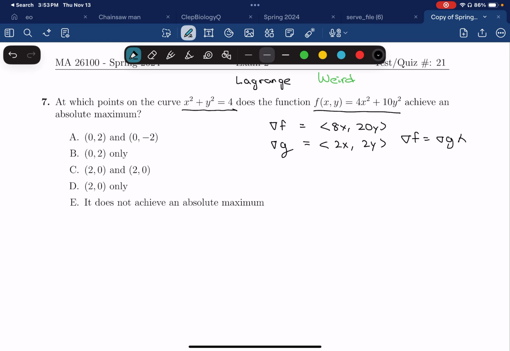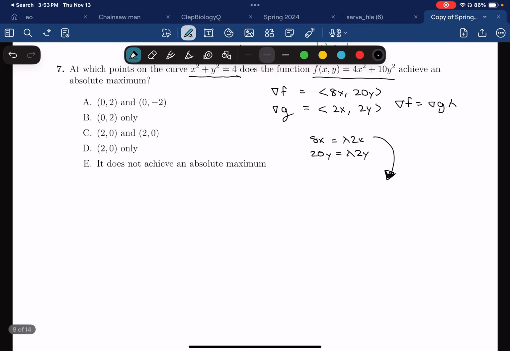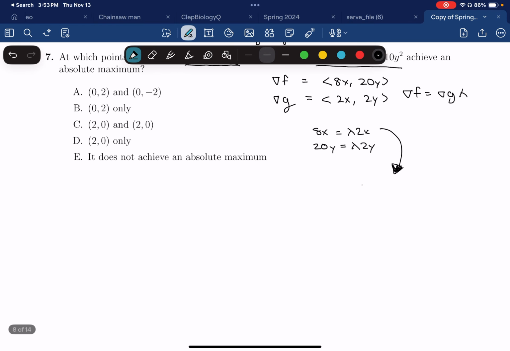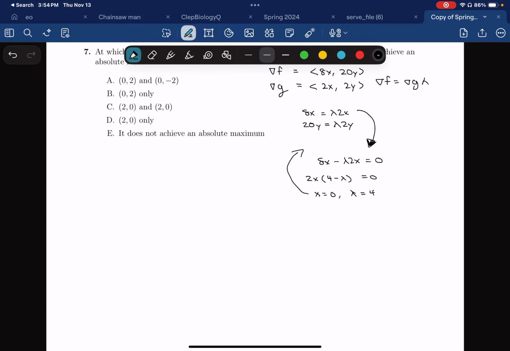So 8x is equal to lambda 2x, just like 20y is equal to lambda 2y. So how am I going to solve this? Well, this is where it gets kind of weird. What I'm going to do is I'm going to say 8x minus lambda 2x is equal to 0. I'm going to take the 2x out, which leaves me with 4 minus lambda equals 0. So in this case, we either know that x is equal to 0 or lambda is equal to 4. And now we have to plug these back in.